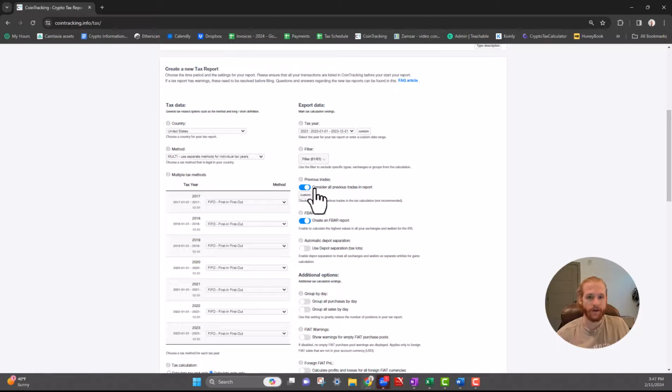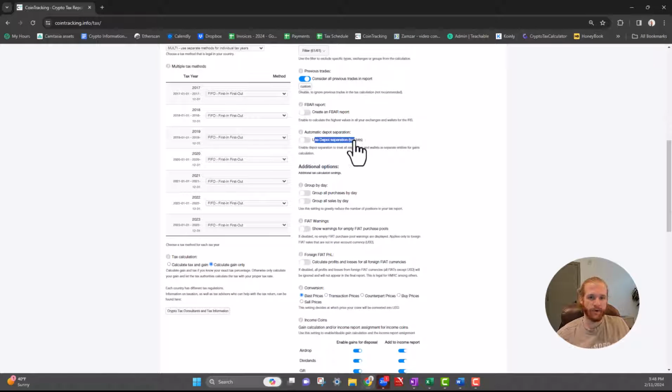And now we're going to consider all previous trades in the report. We're going to keep that on. Create an FBAR report. We don't need to keep that on. We don't need the FBAR report for the sake of what we're doing here. So you can turn that off.